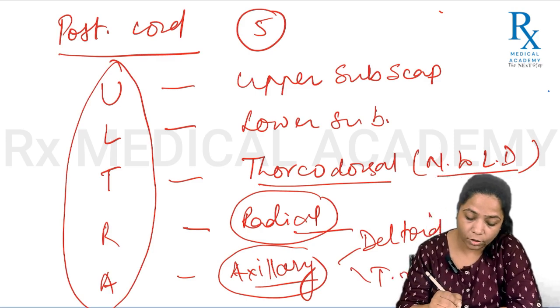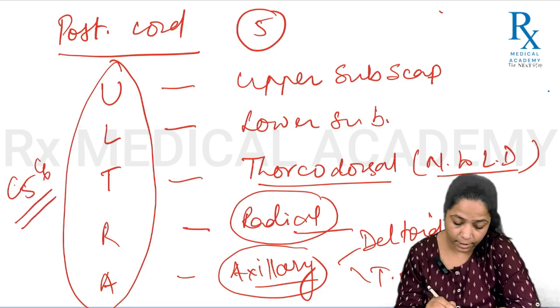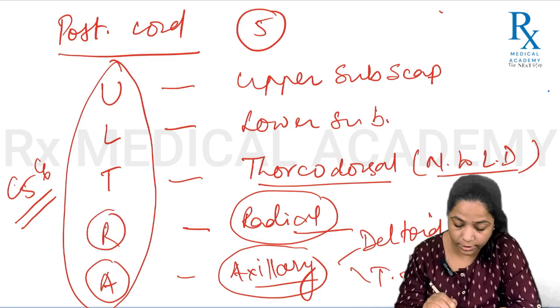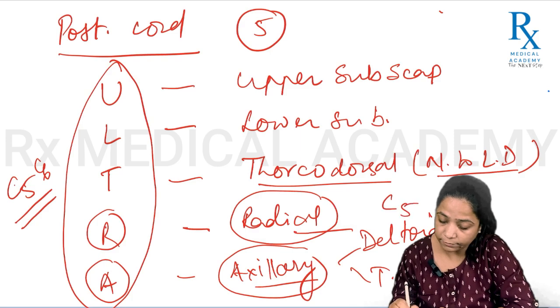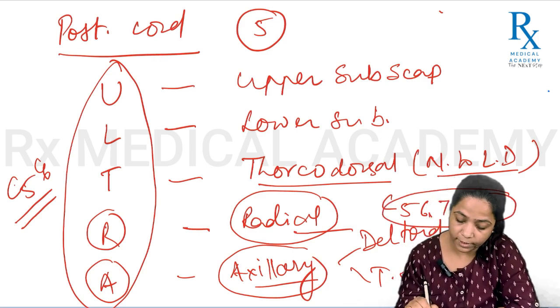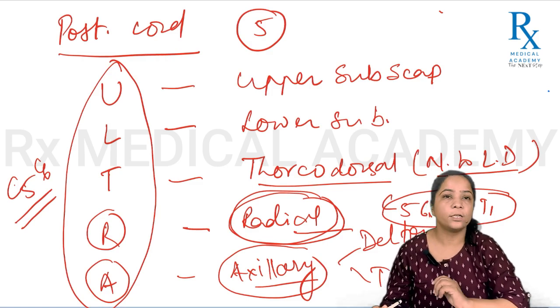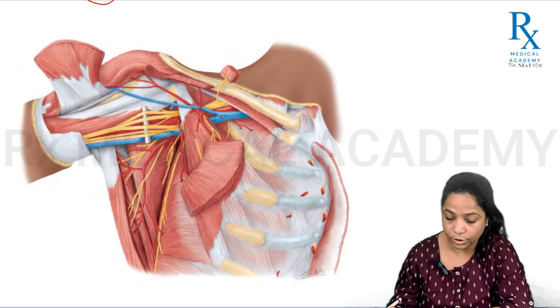And the root value of all these are in general C5 and C6. In case of radial nerve, you can add C5, C6, C7, C8 and T1. So all the roots are involved in the formation of the radial nerve. So these are the branches of the cords: lateral cord, medial cord and the posterior cord.